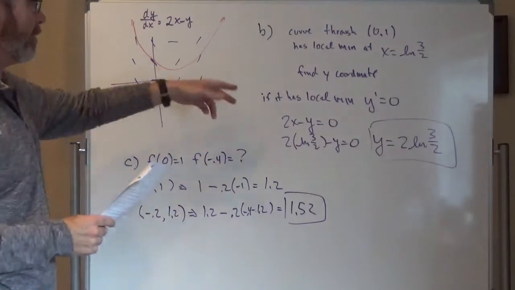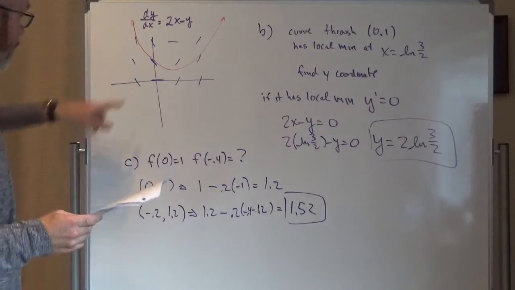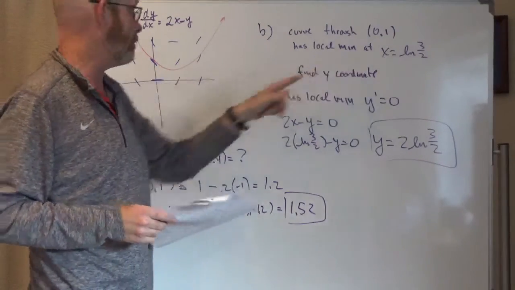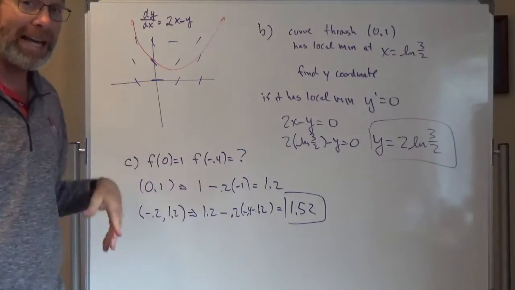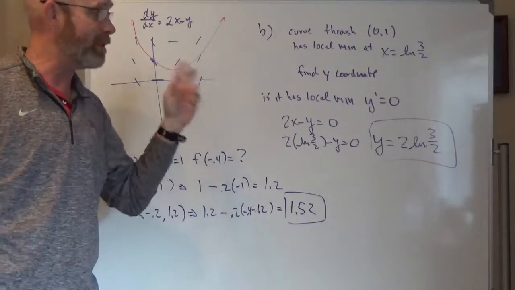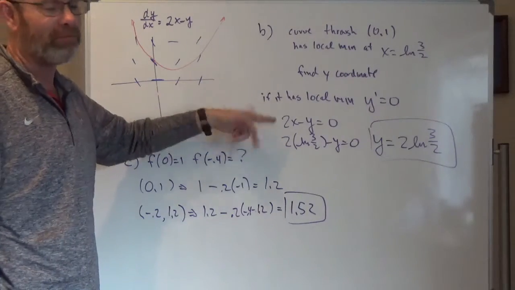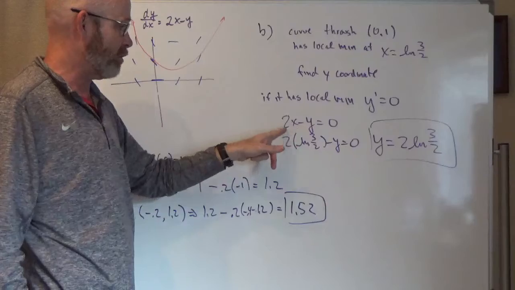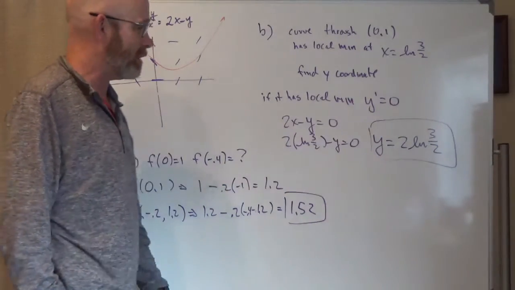So that's part A. Part B says the solution curve, this curve, has a minimum at x equals the natural log of 3/2. Natural log of 3/2, about right there. Find the y-coordinate. So if it has a minimum value at that point, that means the derivative has to be 0, right? So 2x minus y has to be 0. Pretty straightforward. They told me what x was, the natural log of 3/2. So 2 times the natural log of 3/2 minus y has to be 0. So y has to be 2 times the natural log of 3/2.